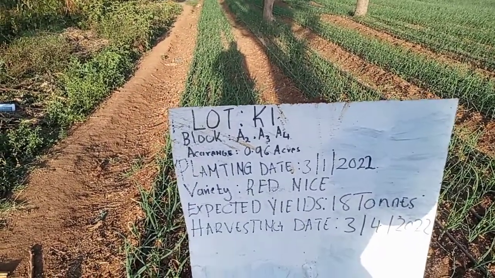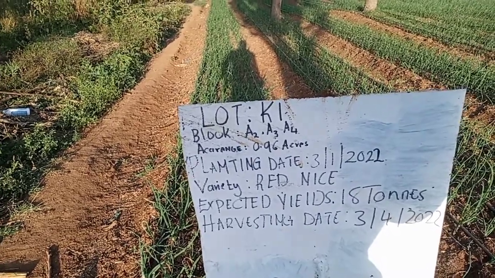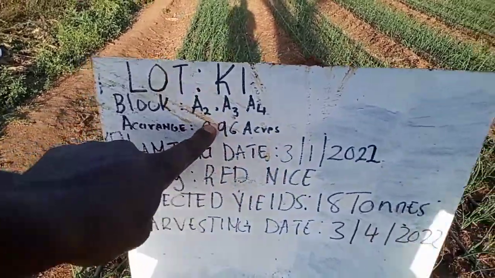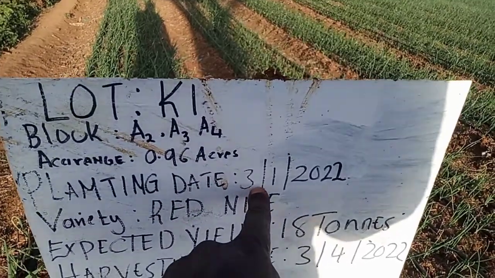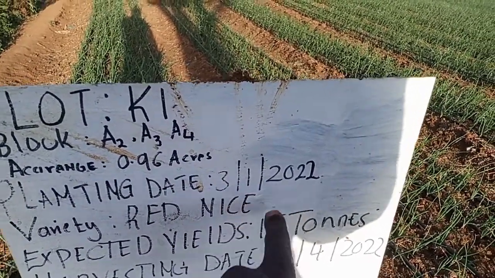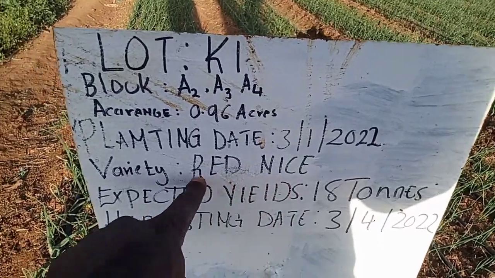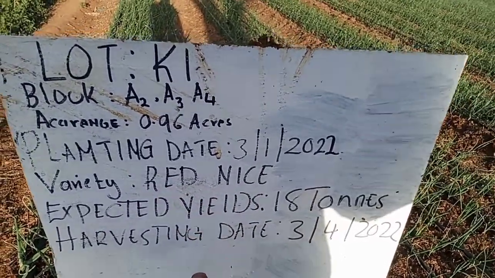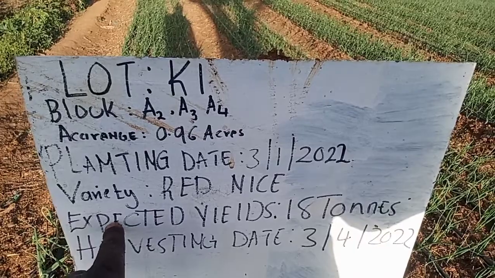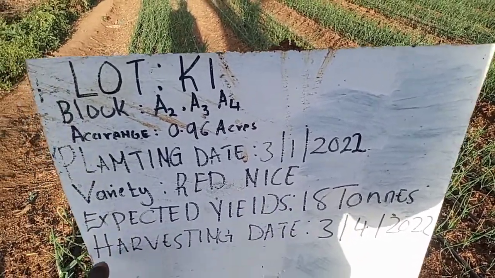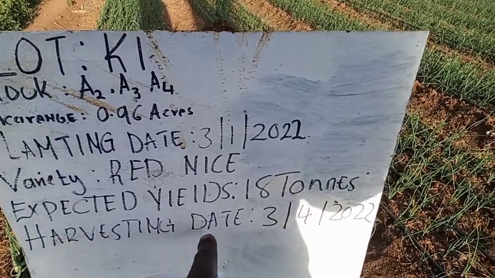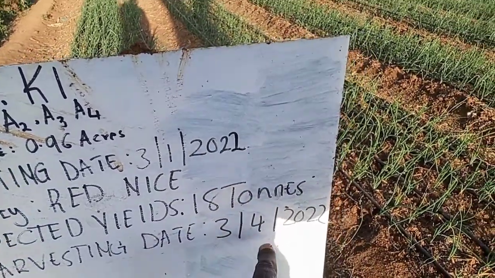This is lot K1, block A2, A3 and 4. The acreage is 0.96 acres. We planted on 3rd of January this year. The variety is Red Wave, a good one from Hydrotech. The expected yield is 18 tons per acre, and I'm going to harvest this crop on 3rd of April.